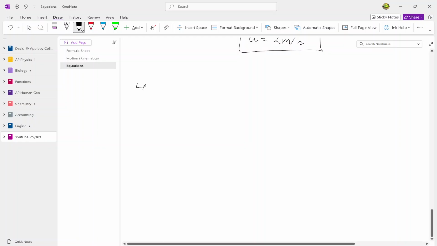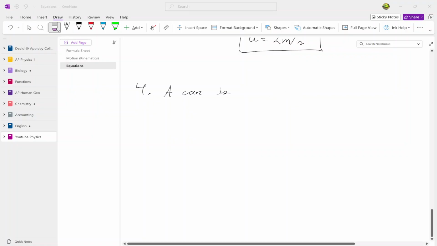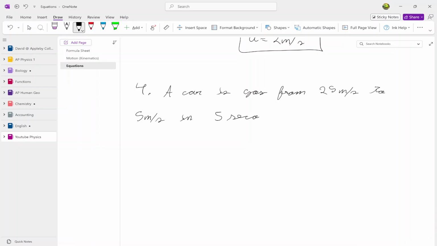Let's do another question regarding that. So let's say a car is slowing down. Here it's telling you to slow down, but okay, I'm not going to tell you. Let's say a car goes from 25 meters per second to 5 meters per second in 5 seconds. So what is its acceleration?